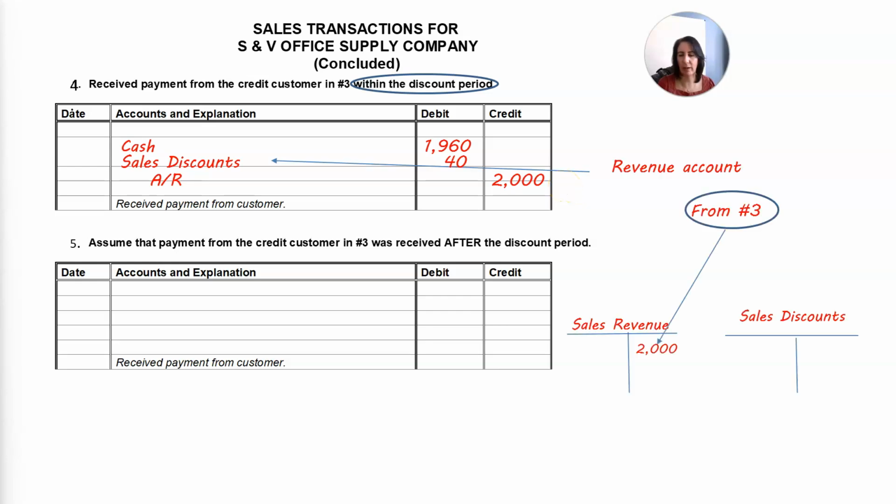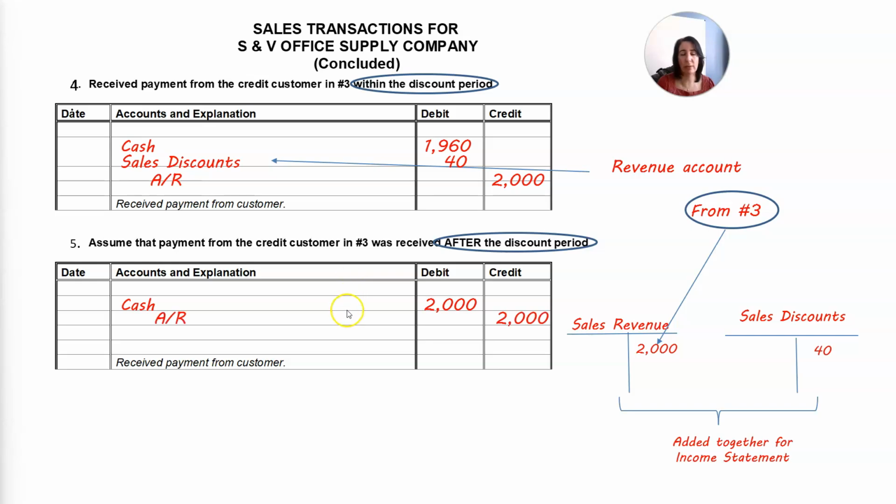Look at that, I did it here. $2,000 minus the sales discount, and we would net these two together to show $1,960 as that net sales revenue, that first number on the income statement. All right, let's pretend instead that they paid us but not within the discount period. If that's the case, then they owed us $2,000 and we got $2,000. No discounts at all.